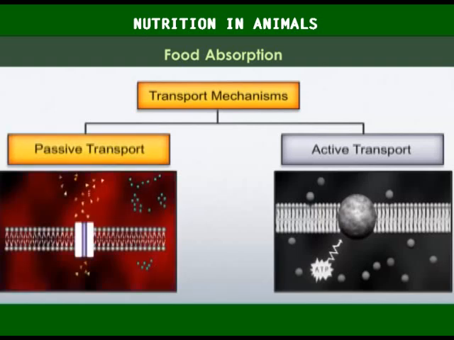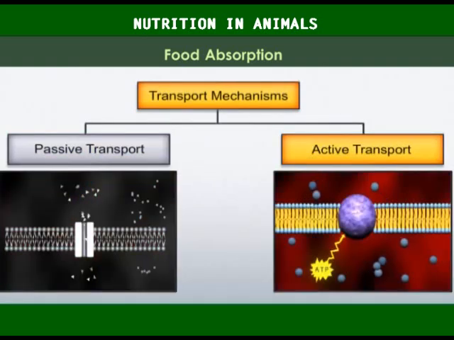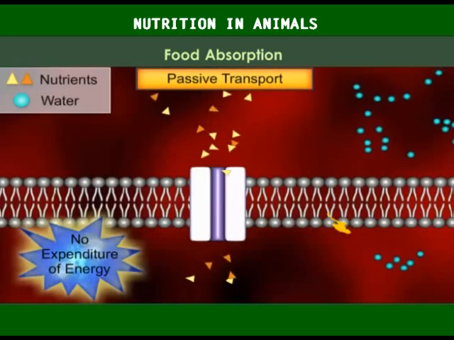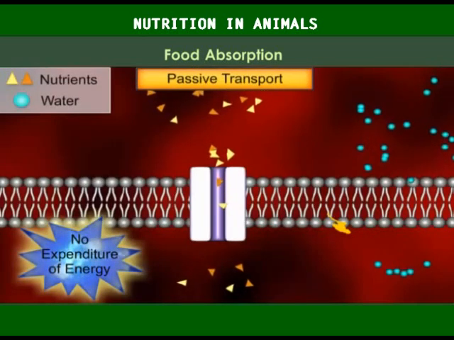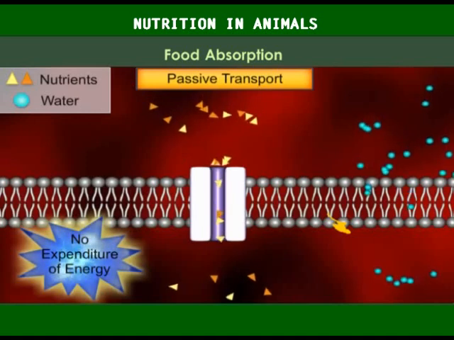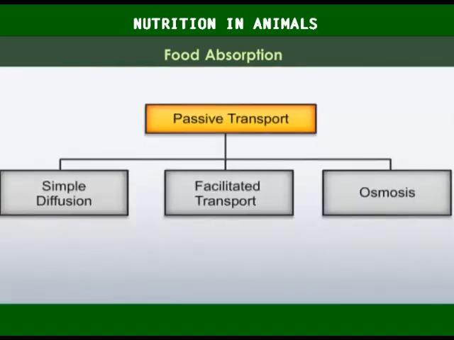Absorption takes place through passive and active transport. In passive transport, there is no expenditure of energy. There are 3 types of passive transport: simple diffusion, facilitated transport, and osmosis that assist in absorption.